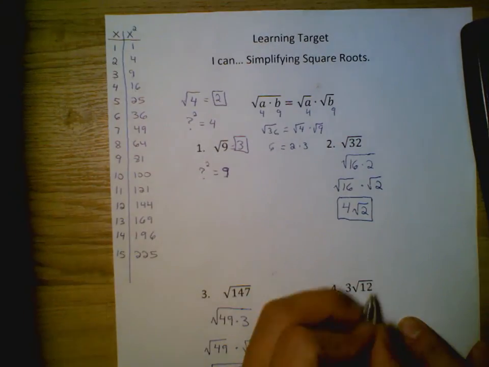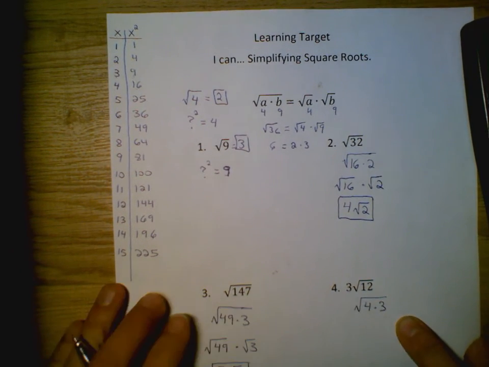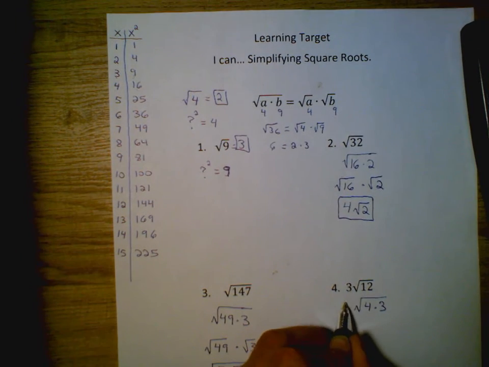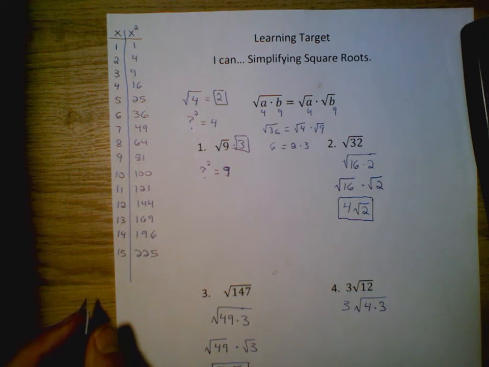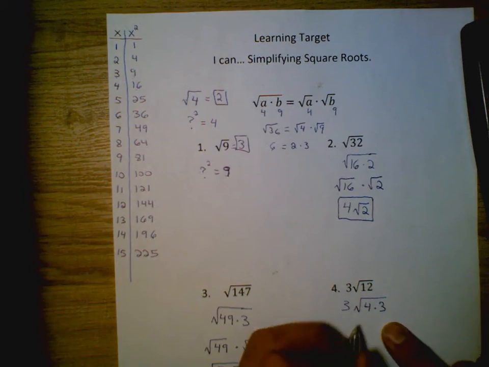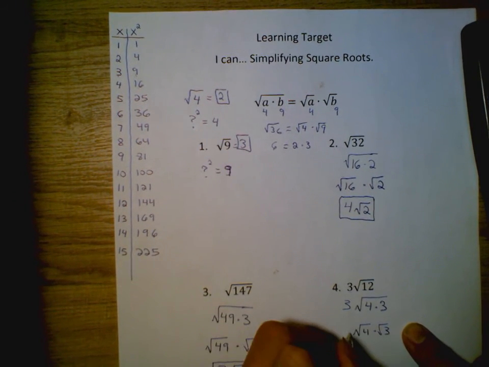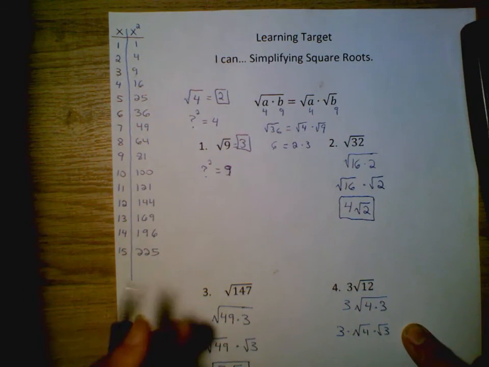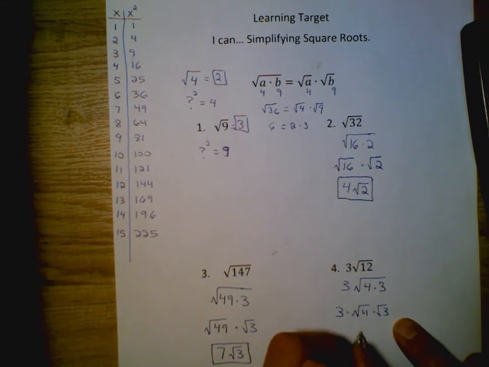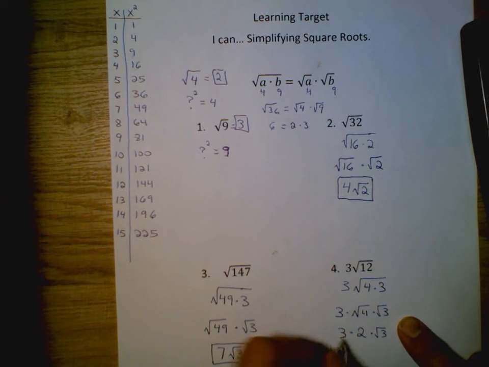So I can rewrite the square root of 12 as the square root of 4 times 3, right? 4 times 3 gives me a 12. And then I'm still multiplying by the 3 out front, so I just copy that down. And then once again, using this property from above, I can rewrite this as the square root of 4 times the square root of 3, times 3. And then I know the square root of 4. What number squared gives me a 4? Well, that's just 2 times the square root of 3 times the 3 in front.